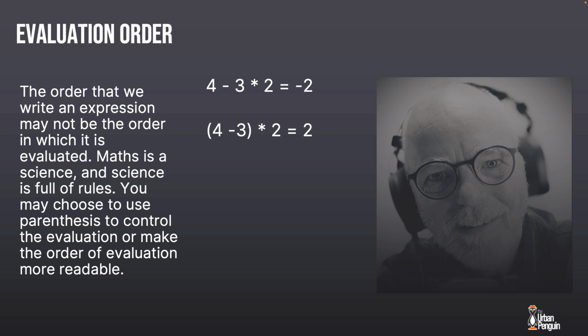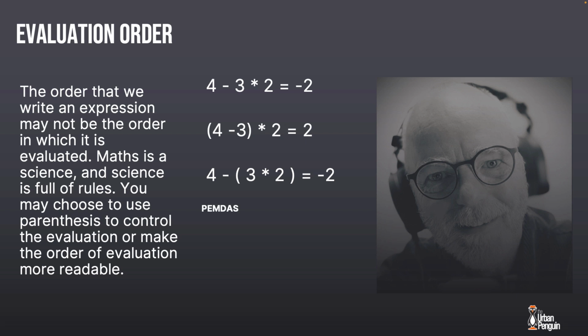If we want to control the evaluation order, we can put in the brackets or parentheses. So this now does become 4 minus 3, which is 1. 1 multiplied by 2 gives us 2. If we want to clarify the evaluation order, even though it might not change the evaluation order, we can still use the parentheses. So here we can see that we've got 3 multiplied by 2 inside of our parentheses, highlighting the multiplication is going to happen first.